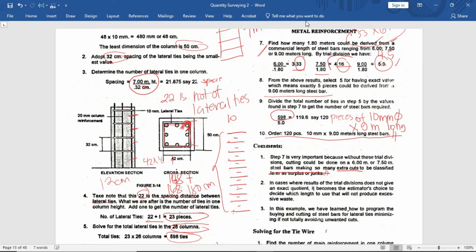So, ang pipiliin natin is 4.16. Ito, for example natin na walang whole number. So, kung saan yung less yung waste, yung pipiliin natin. Yan yung comment sa number 2.